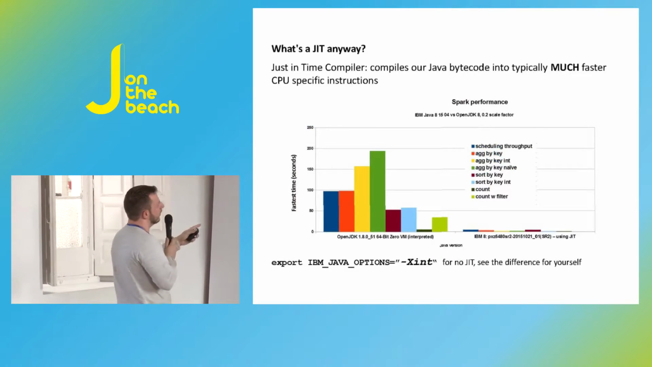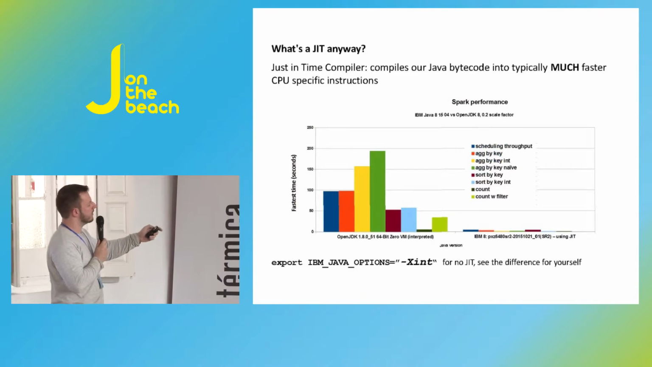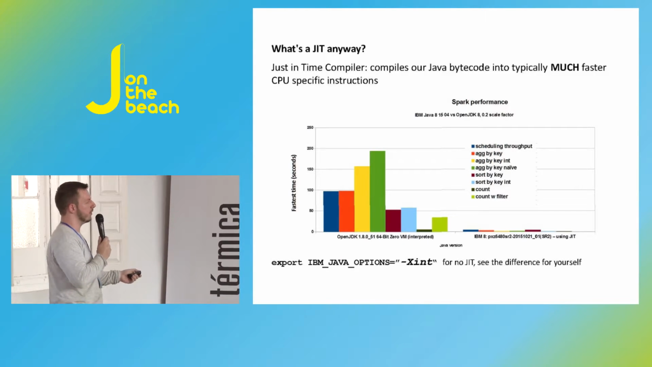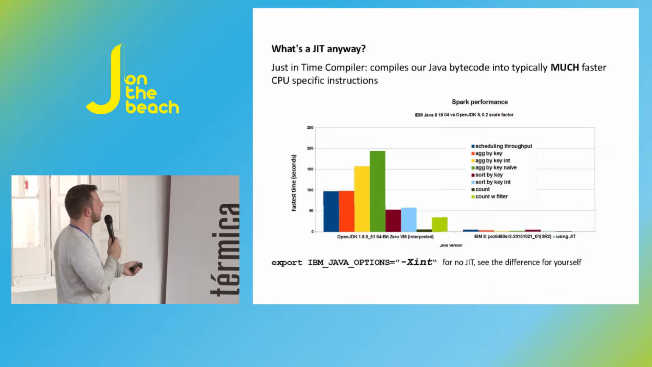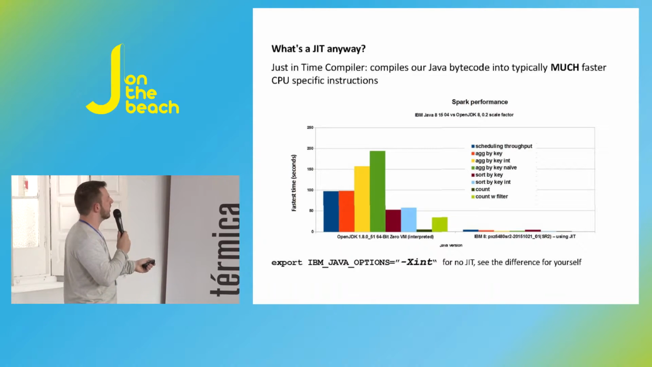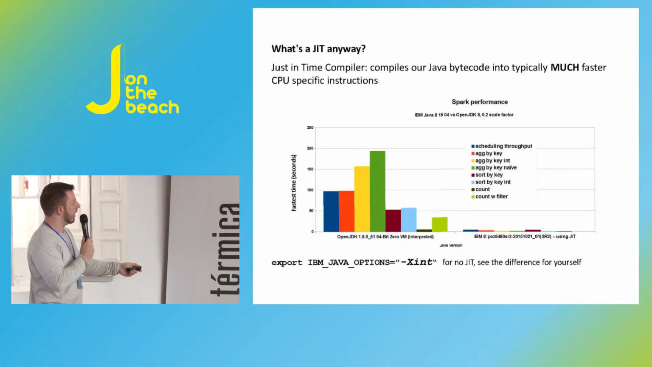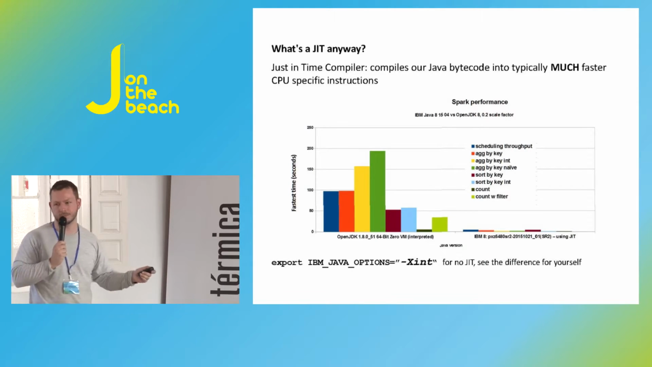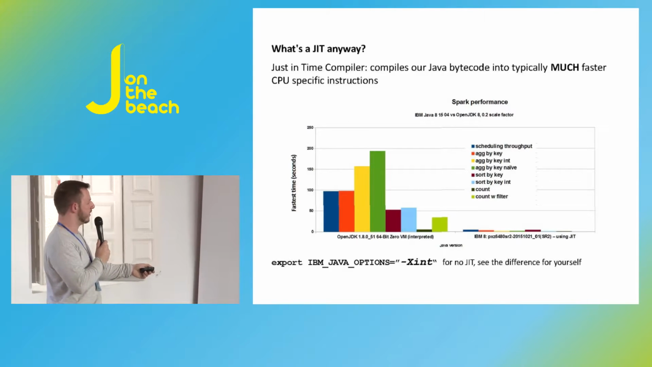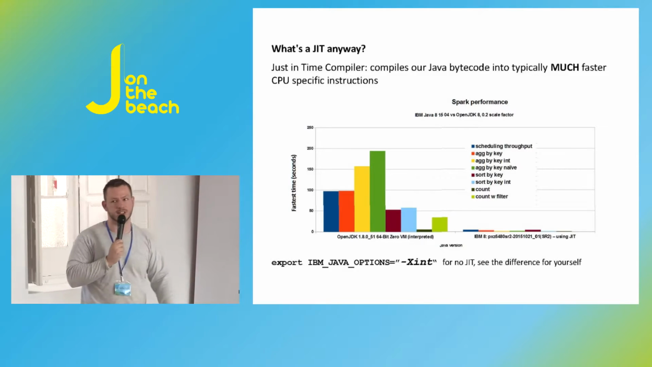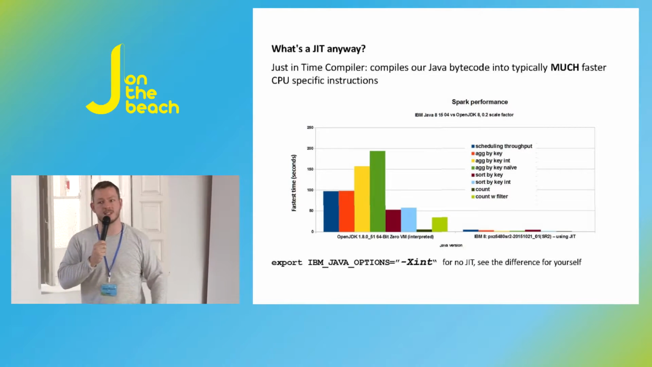So here's a performance chart. On the left is the elapsed time for a Spark benchmark without the JIT. We're talking, let's say, 180 seconds for a few of the runs. Over here, with a JIT on IBM Java, this is on Z, it's only a few seconds from these benchmarks. So a JIT is really important. If you want to try it for yourself, just add -Xint to your Java command line, and you won't use the JIT at all, and you'll see it's so slow because it's in interpreted mode.